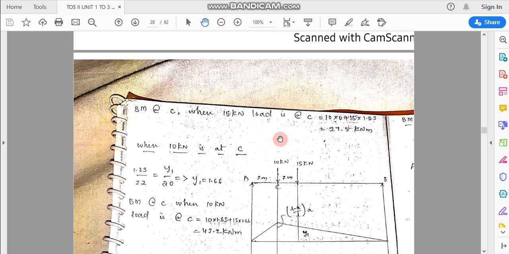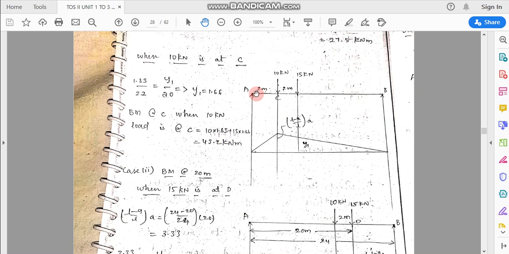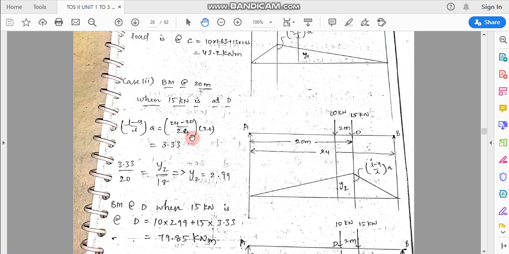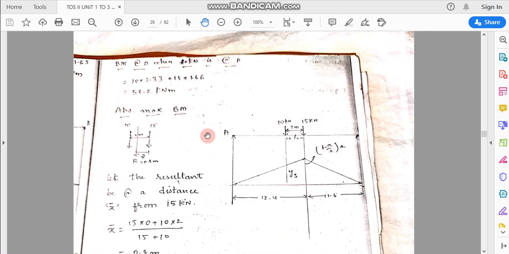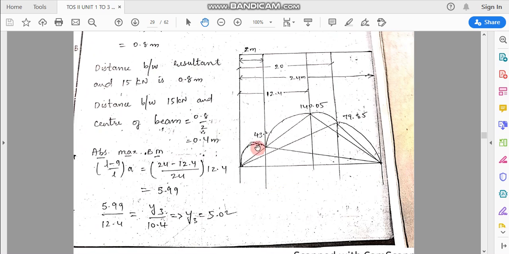So when the load is at 15 kilonewton, all the values we have to place here, and we have to calculate all the bending moments for each and every case. These are the cases when the load is 10 kilonewton at C. Finally I just wanted to show this diagram. The maximum value at 2 meters is this one, and at the center it is 140.79. Once you join all the values, you get a parabola-like structure. So that is your equivalent UDL.